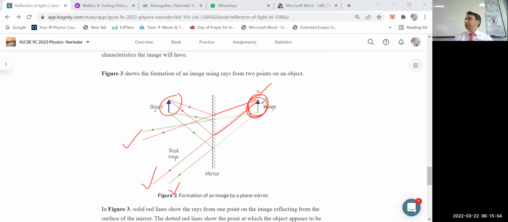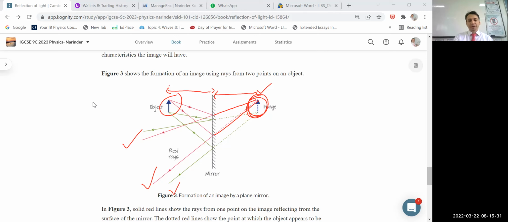And in this also you have to remember one point: the distance of the object from the mirror is the same as the distance of the image. Hence, the image is always formed at the same distance from the mirror as the object is from the mirror. So please remember this point. This type of question comes in exams.